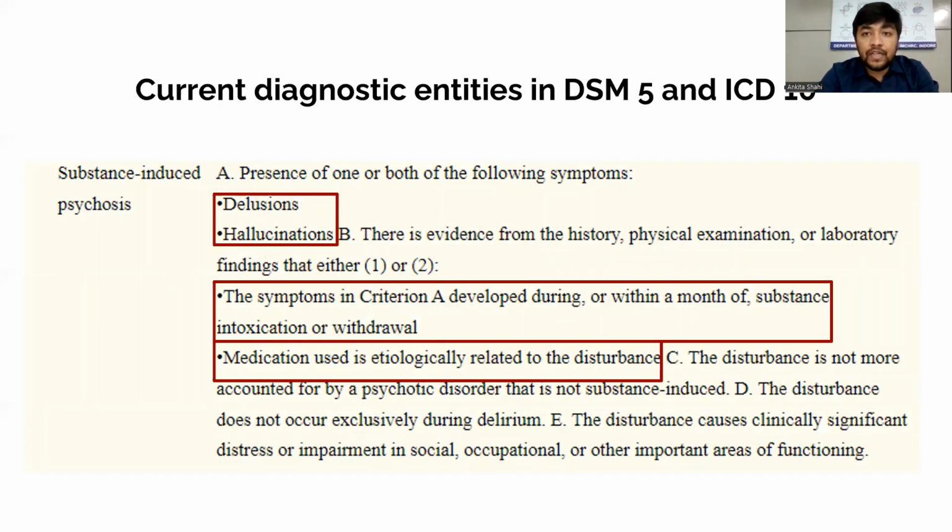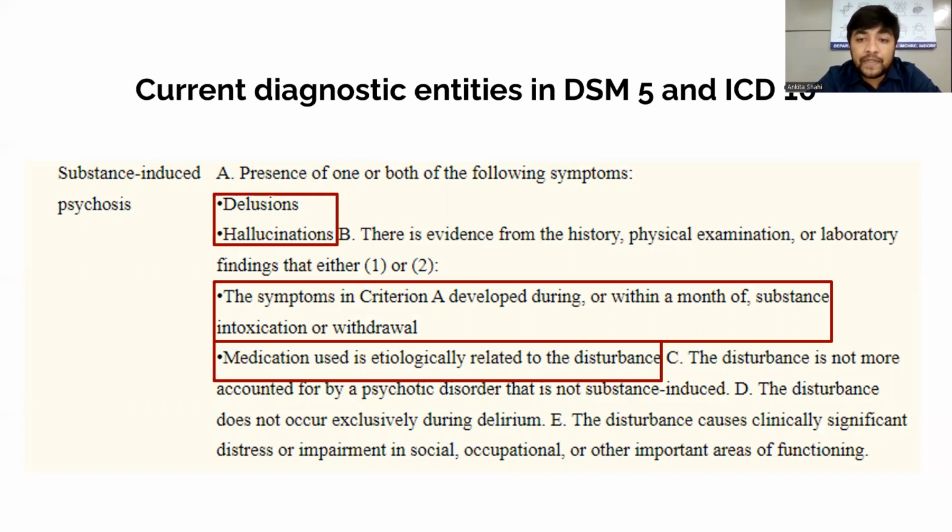So the current diagnostic entities, basically the DSM-5 and the ICD-10, categorize or classify substance-induced psychosis as the presence of one or both symptoms, that is, one, delusions, and the second, hallucinations. Criterion B states that there is evidence from the history, physical examination, or laboratory findings that either one or two: the symptoms in criterion A developed during or within a month of substance intoxication or withdrawal, or the medication used is etiologically related to the disorder.